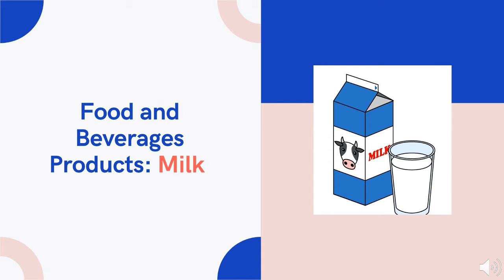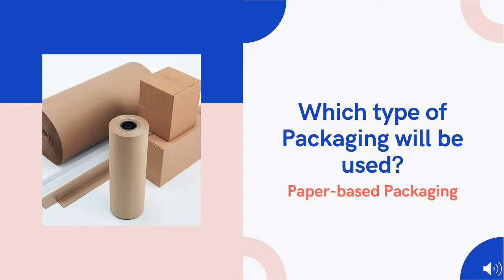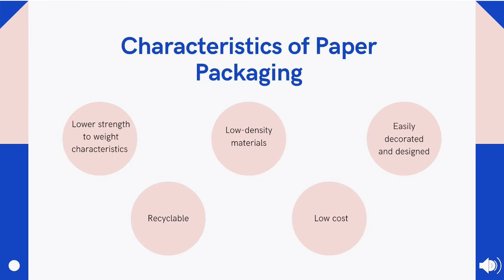For the food and beverages products, we are going to choose a dairy product, which is milk. And based on the product chosen, our group chose paper-based packaging for several reasons that we'll explain in future slides. First of all, I'm going to explain the characteristics of paper-based packaging.